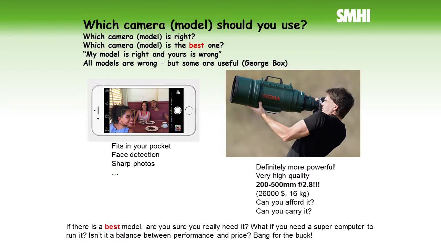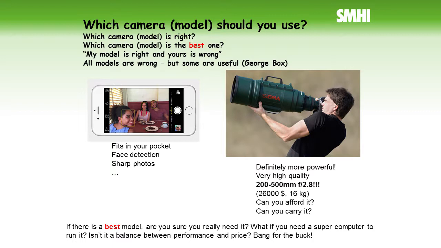And there's a very nice quote that we like here. All models are wrong, but some are useful. So all models are simplifications, but they can be useful. And I want to illustrate that with these two different cameras, or basically lenses in that case. This one is very easy to carry with you. It takes nice pictures. It has face detection. The photos are sharp. This one is definitely more correct in certain senses. It's very much more powerful, very high quality.